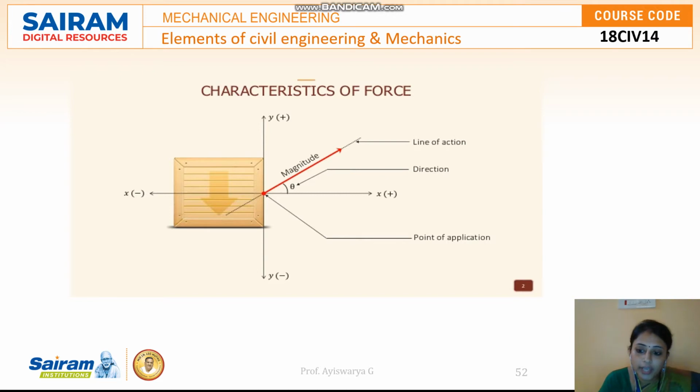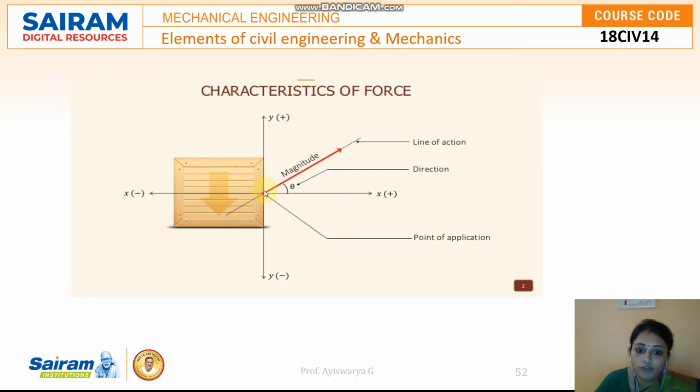So I'm going to talk about the characteristics of forces, or the elements of forces. Here you can see a block, and in this block you can see the neutral axis. This line is called the line of action. The point from where we are pulling or pushing the block is said to be the point of application, where it is being tied. In a particular direction this block is being moved. This is called the line of action.